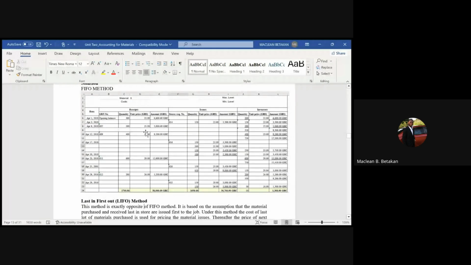So let's start with the receipt. The receipt has quantity and amount. So add all the quantities together, all the quantities you have received in that month.